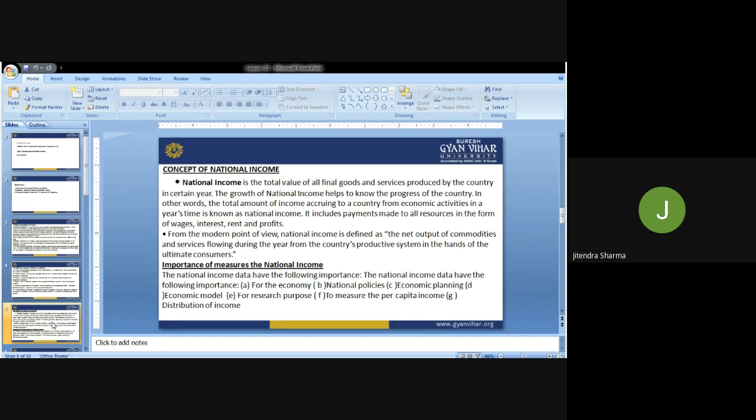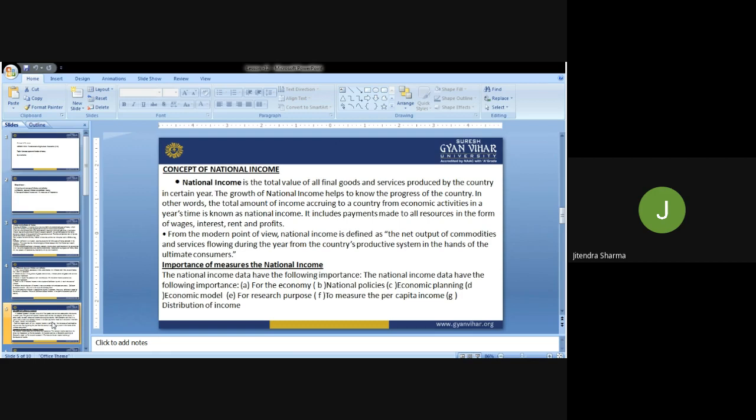Concept of national income. First, let us understand the meaning of national income. National income is the total value of final goods and services produced by the country in a certain year. It means national income is nothing but the total value of all final goods and services produced by the country in a certain year. The growth of national income helps to know the progress of the country. If the income gradually increases, it shows the good health of the country.